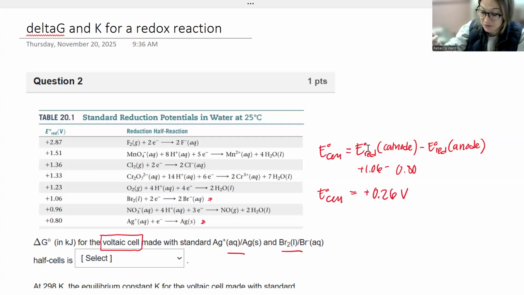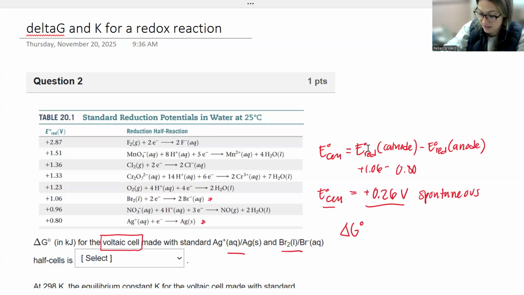Notice if I had swapped those, if I had tried to make bromine the anode, I would have wound up with a negative number, and that would not be a voltaic cell. It would not run spontaneously, which is the definition of a voltaic cell. Okay, so we've got this part, and then we need the equation that connects. This means it's spontaneous, and spontaneity, remember from chapter 19, we could determine based on the sign of deltaG. So there must be a connection between E cell and deltaG, if they can both tell us about spontaneity.